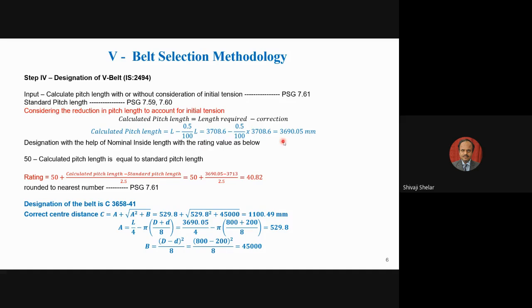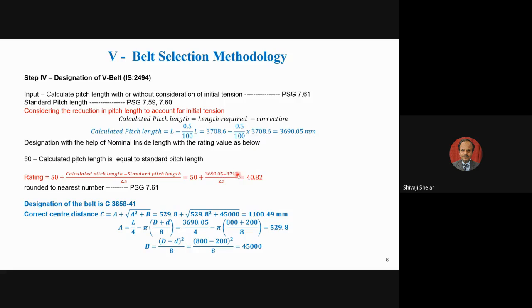If after doing this calculation your nearest value is changing, then you have to change the designation of the belt also. So in the designation of the belt, the nearest value is also the same, that is 3713. So for this length also, 3713 is the nearest pitch length value. So for the grade of the belt, the rating formula here is 50 plus calculated pitch length minus standard pitch length, upon 2.5. Now 50 is the base value, so 50 will be written here. Calculated pitch length is this, so calculated pitch length considering initial tension, that is 3690.05.